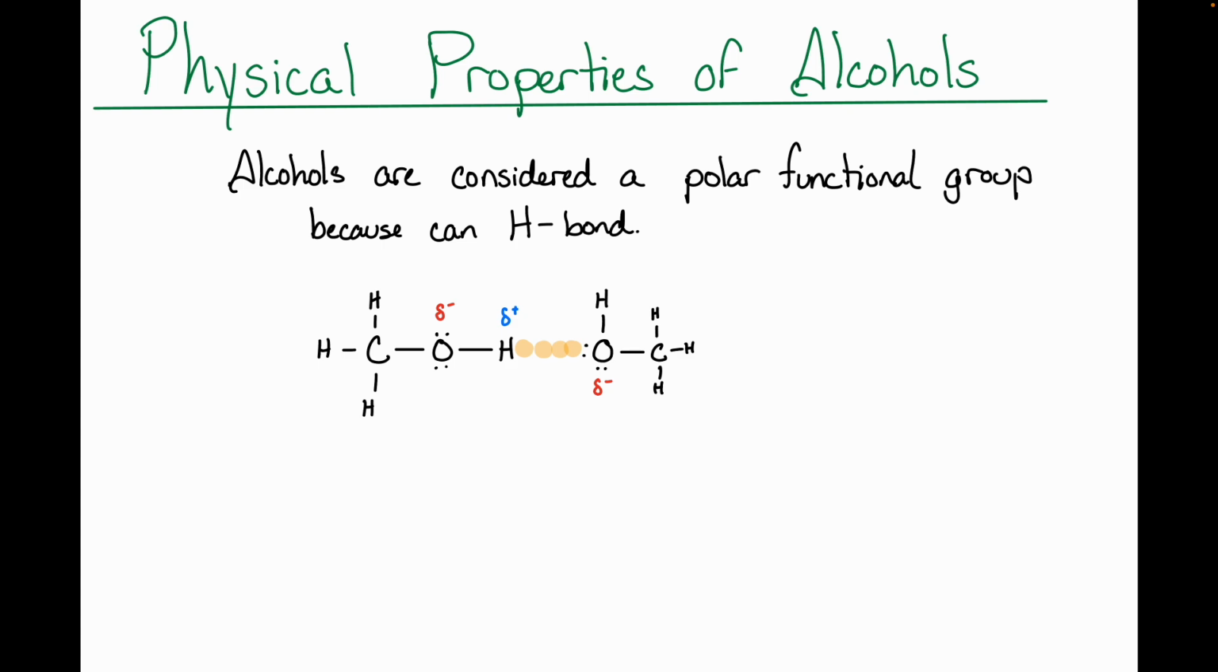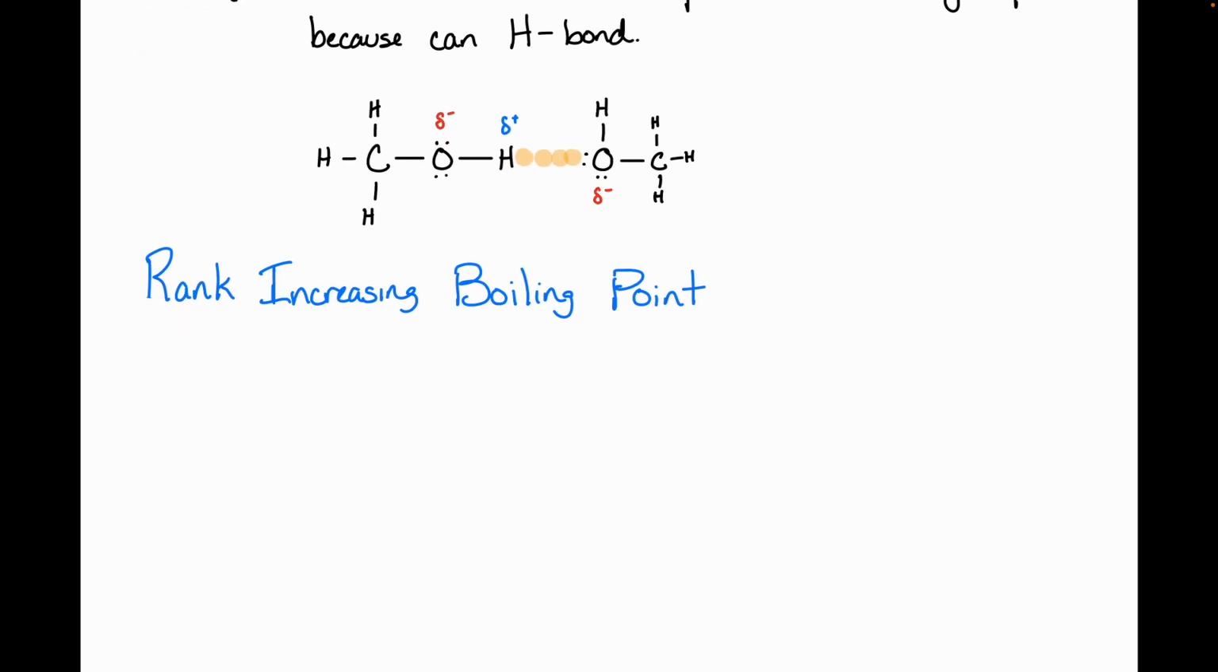All right, so what we want to do is we're going to take a few molecules and rank them in terms of increasing boiling point. So let's just take a few examples here. We're going to take our methanol. We'll take another one-carbon compound, formaldehyde. And then just regular methane.